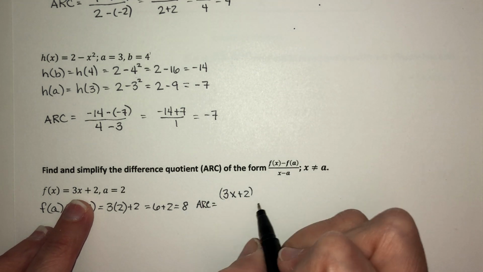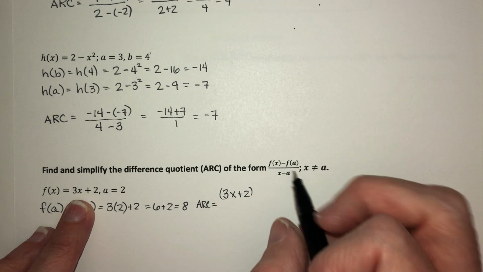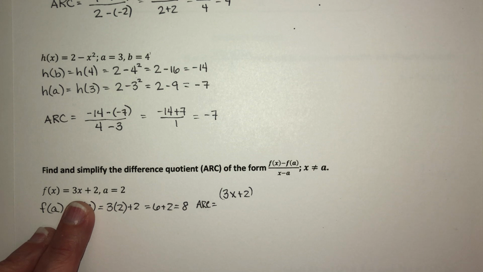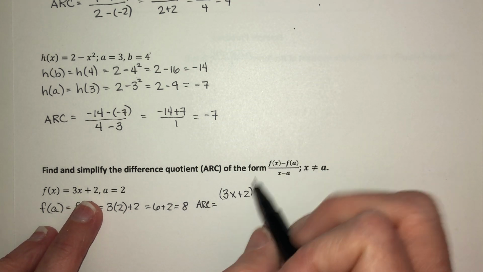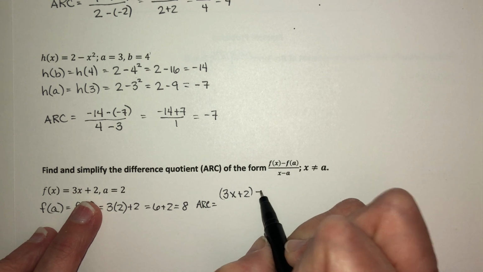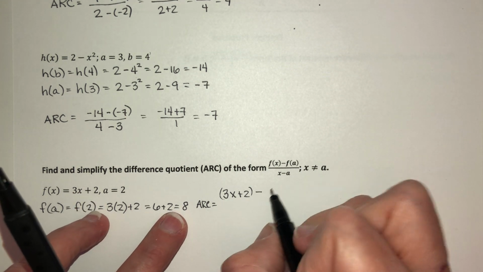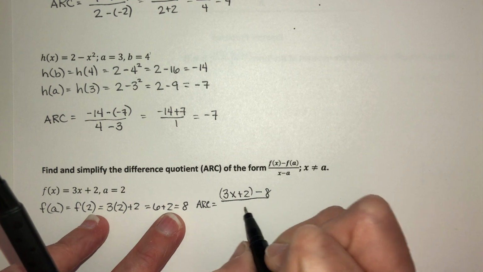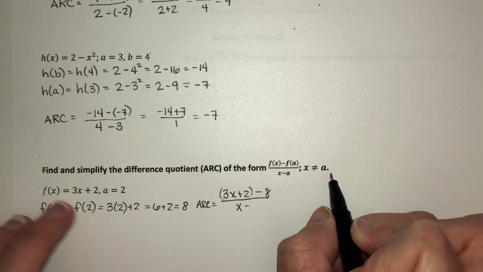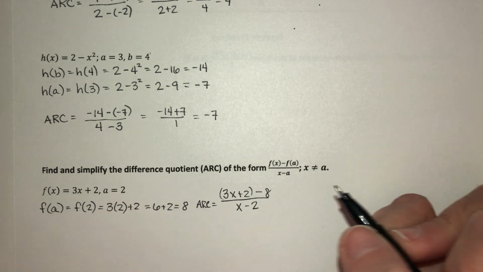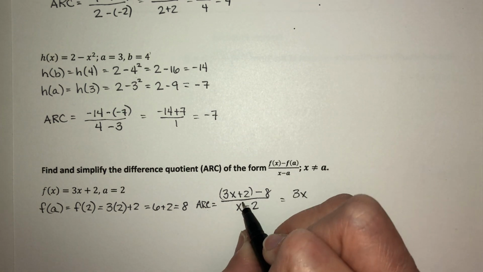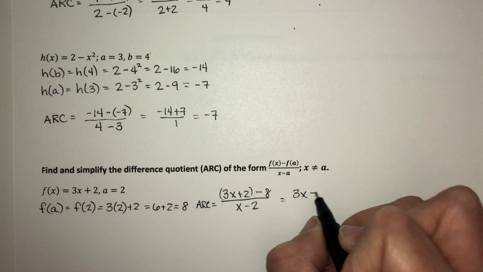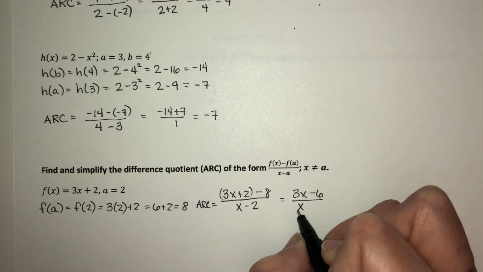It may help you to keep it in parentheses for a while, especially when we get to the full difference quotient formula on the next page. So that's f of x minus f of a, and f of a is 8, over x minus a, and a was 2. So what do we have here? We have 3x plus 2 minus 8, so that's 3x minus 6 over x minus 2.